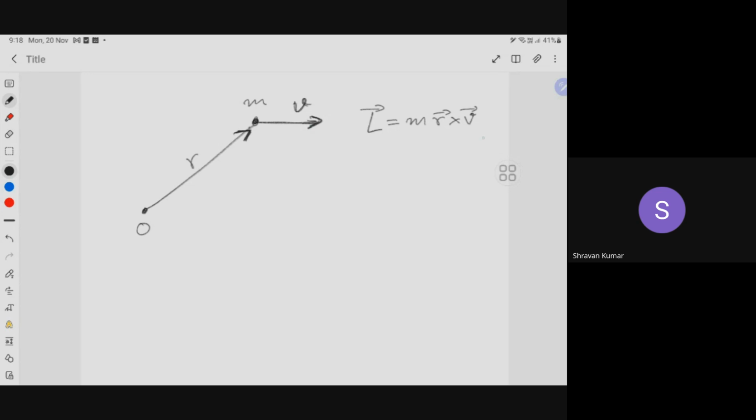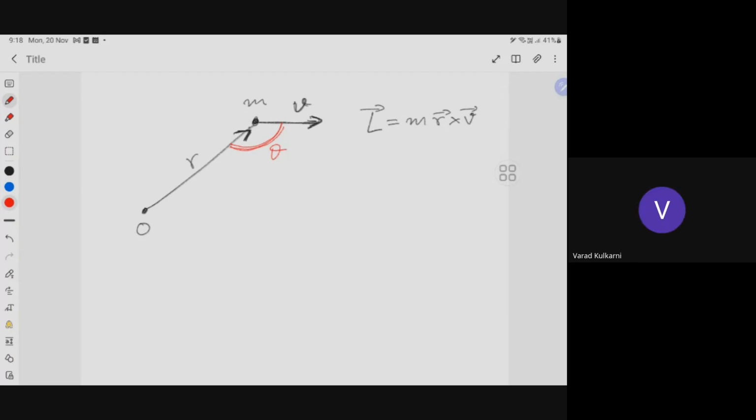Now, if you have to do a cross product, you should know the angle between them. Is that clear? So, is this the angle between the vectors? Is this the angle between the vectors? Is it? Yes or no? Just say yes or no. You may be right, you may be wrong. Doesn't matter, man. It's not an exam.